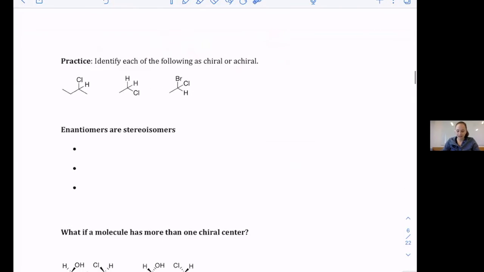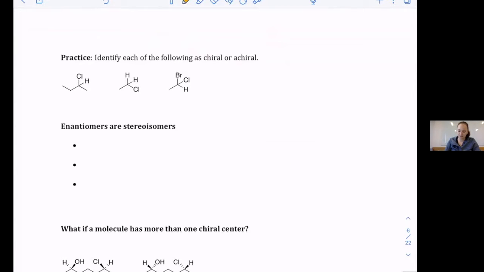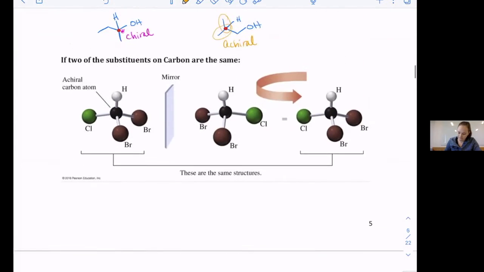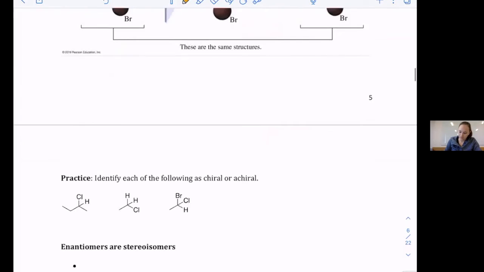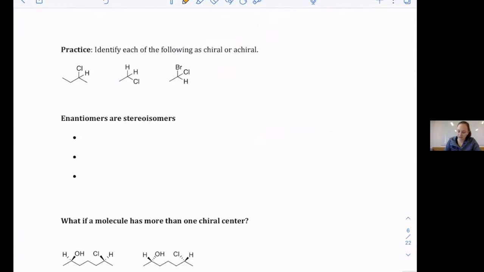So let's practice. Identify if each of the following is chiral or achiral. I'm going to look for a carbon atom that has four different groups on it. Let's look at this first carbon here. This carbon has three hydrogens on it, so it's definitely going to be achiral. This carbon here has two hydrogens on it, so it's definitely achiral. This one on the very end has three again. So I'm interested in this carbon in the middle right here. It has an ethyl group, a methyl group, a chlorine, and a hydrogen. So this carbon here is chiral, making this overall molecule a chiral molecule.